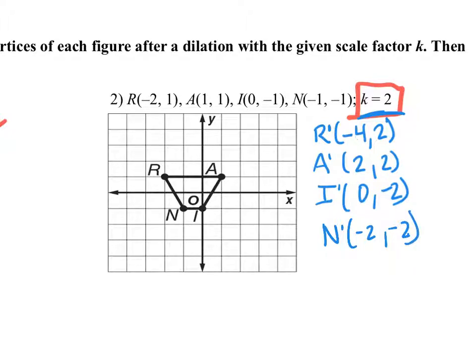So if I graph these points, R prime is -4, 2. A prime is 2, 2. I prime is 0, -2. And then 2, -2, -2, -2. It should be an enlarged version of the first version.